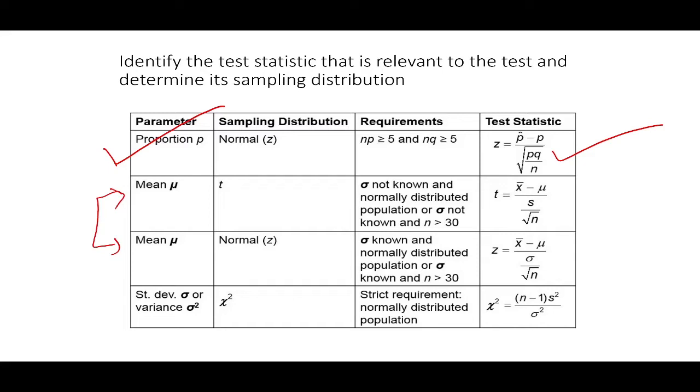If you have a student t distribution, and if standard deviation sigma is not known, then this is the formula we're going to use. Or if standard deviation sigma for the population is not known and sample size is greater than 30, this is the formula we're going to use for finding the t-value. And if we have a normal sampling distribution, and sigma is known and the population is normally distributed, then this is the formula we're going to use.